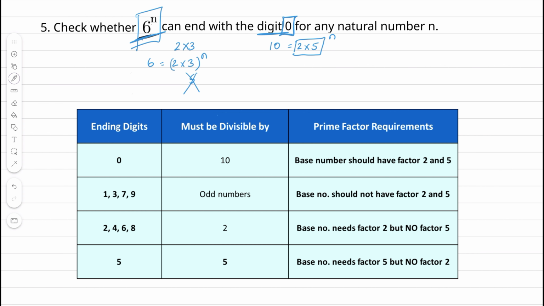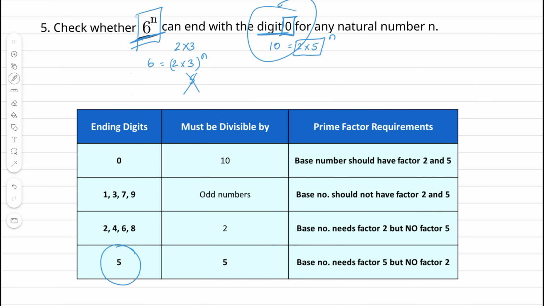Here is a tabular column which is just like a cheat sheet. You can take a screenshot of this. It might be useful to you in case this question has been twisted a little. Instead of digit 0, if they tell you the number has to end with digit 5, that number has to be divisible by 5, and the base number needs to have factor 5 but should not have factor 2.